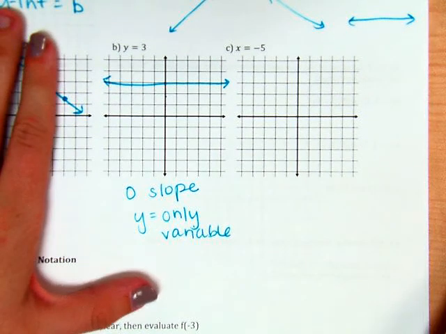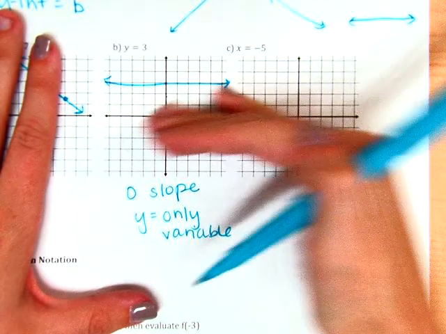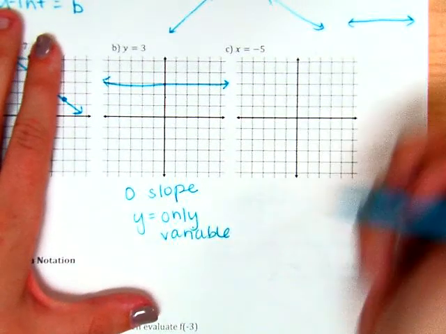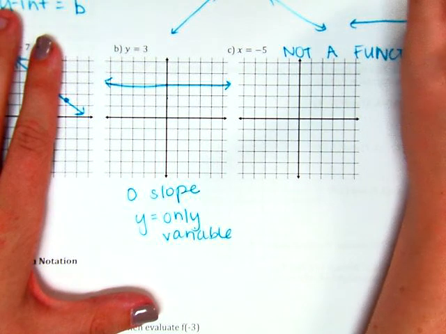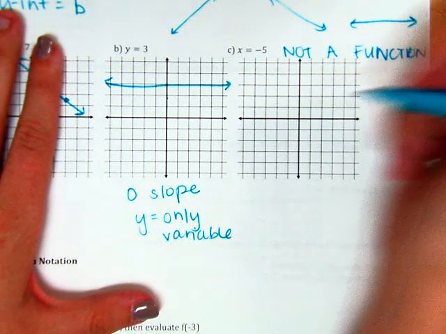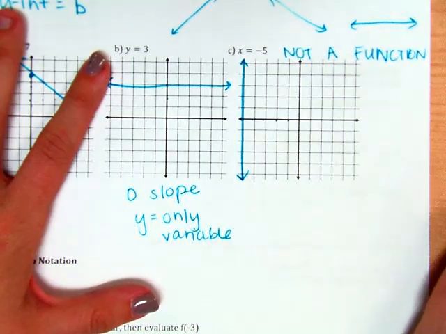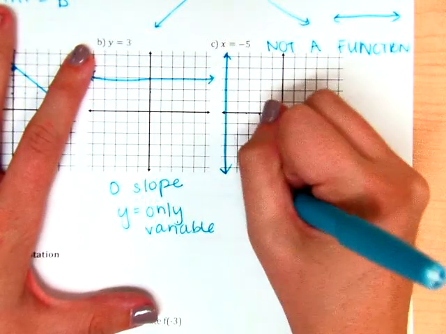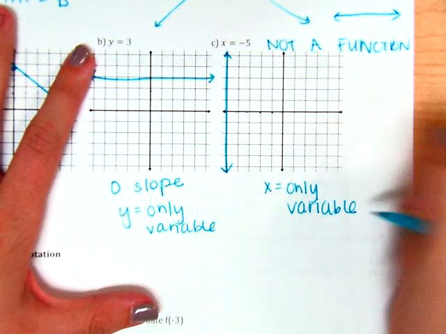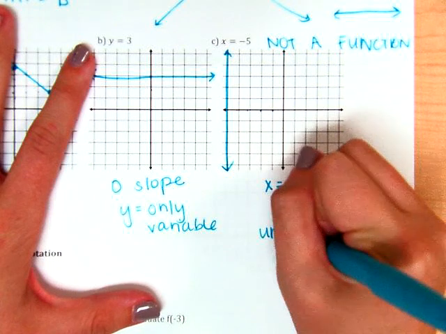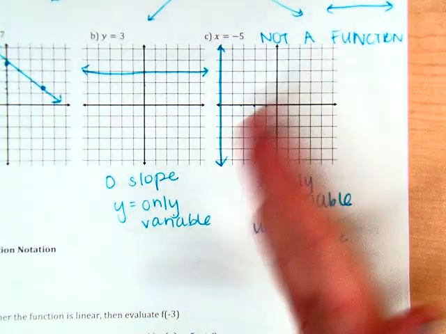Oh my gosh, x equals, what the heck does that mean? Well, it's the opposite of this. Instead of being straight across, it goes up and down, which we also know is not a function. It's not a function, but we can still draw it anyway. 1, 2, 3, 4, 5, straight up and down. So when you have x as your only variable, then I have an undefined slope. An undefined slope, and it's straight up and down.